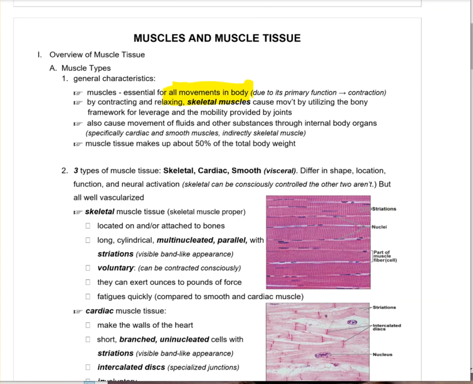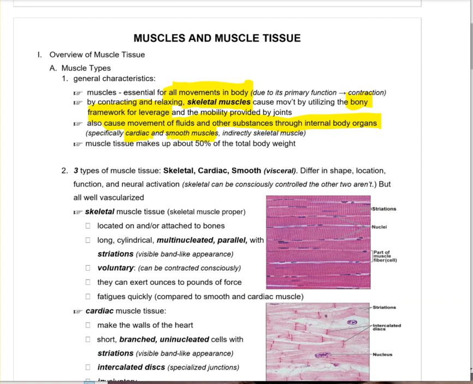Especially skeletal muscles use the bony framework for leverage. So the muscles and the bones work together to move the body. Now, we don't just move the body exteriorly, we move it around in our environment. We move things interiorly as well. And so our muscles cause movement of fluids and other substances through internal body organs, specifically cardiac and smooth muscles. Okay? And to a lesser extent, some skeletal muscle too, and we'll talk about that later.